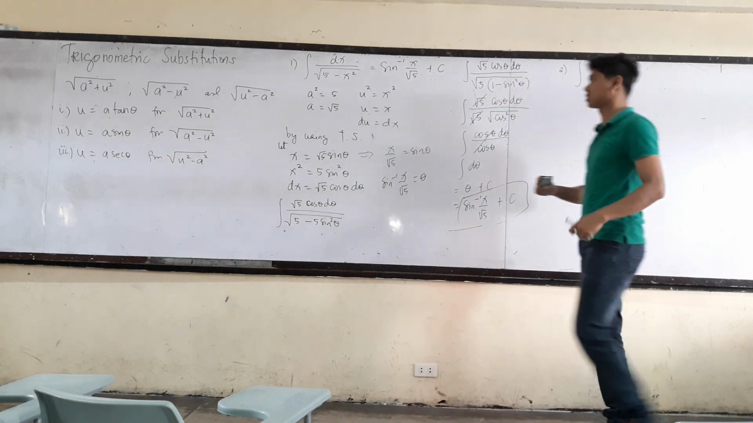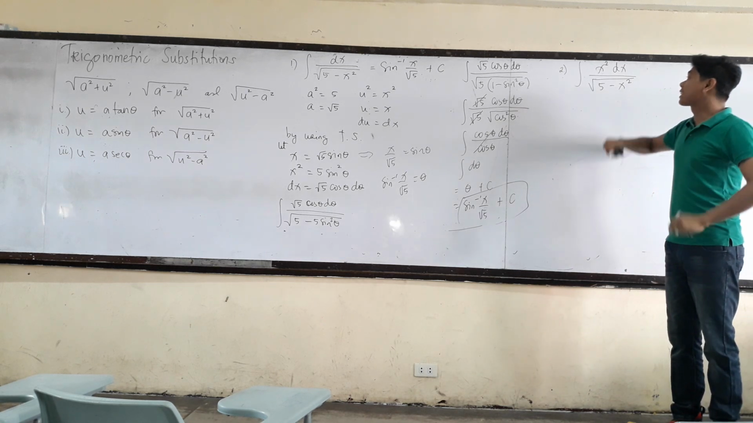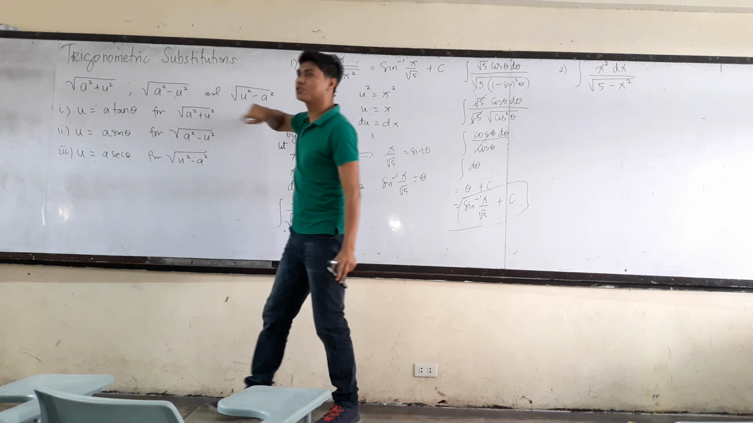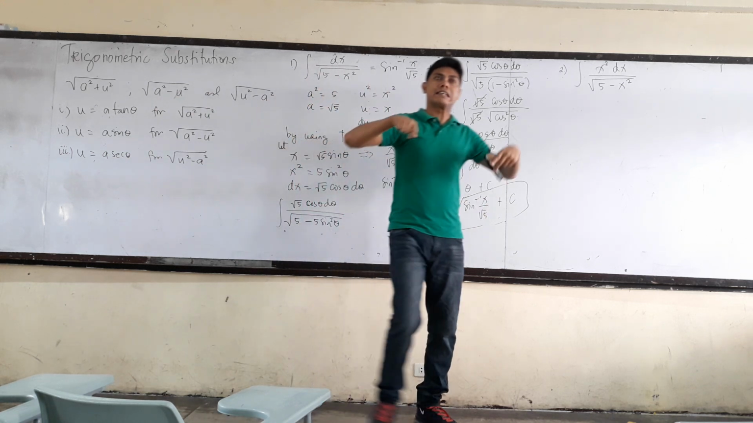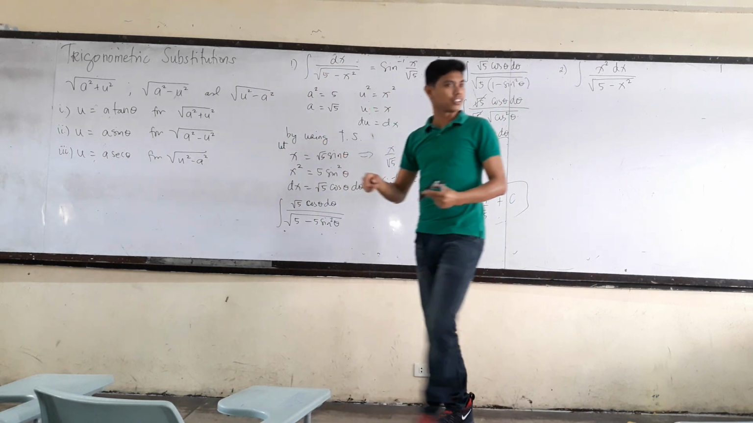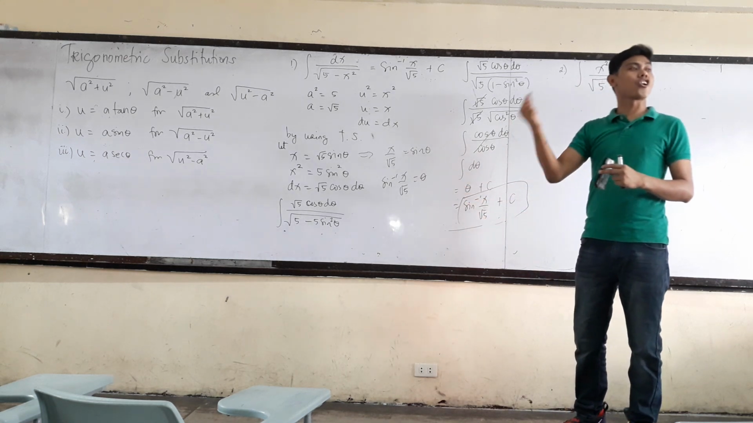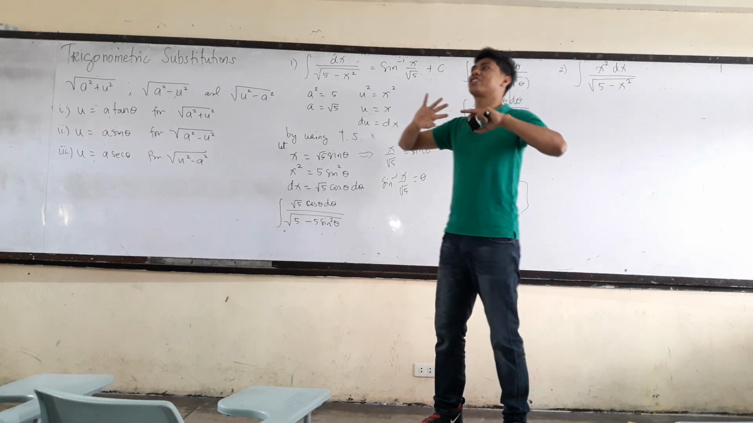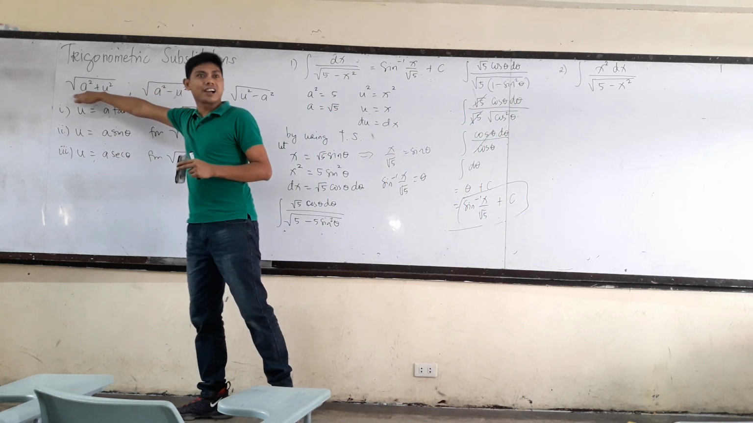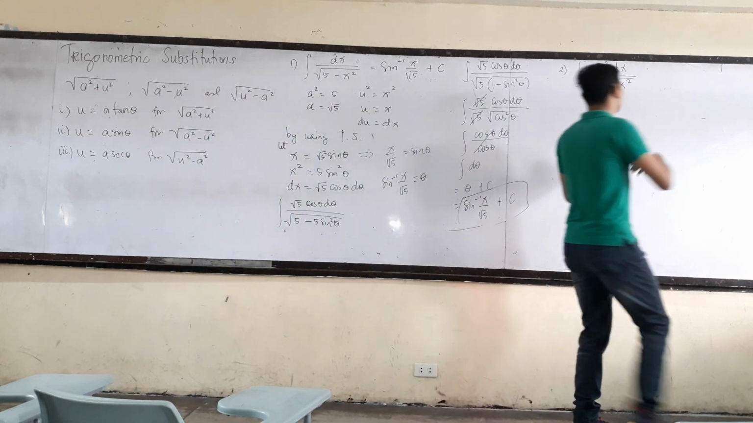The integrand contains the square root of 5 minus x squared. Question, sir. Where can we find the square root of a squared plus u squared, square root of a squared minus u squared, square root of u squared minus a squared? Is it on the numerator or on the denominator so that we can use this technique? What do you think? It could be on the numerator or denominator. The only thing you need to consider is whether my integrand contains any of these, regardless of whether it is written on the numerator or denominator. I'll give you later an example when it is written on the numerator.